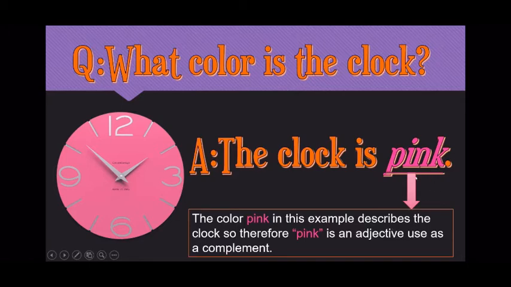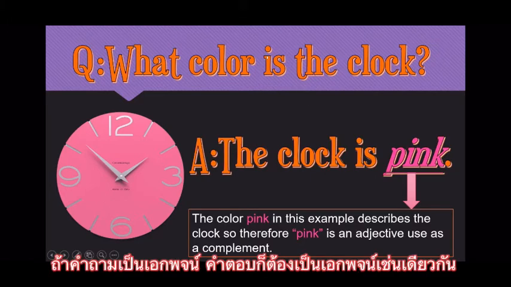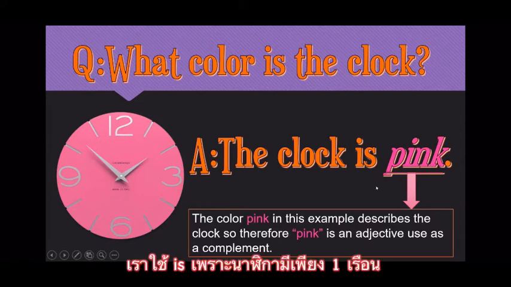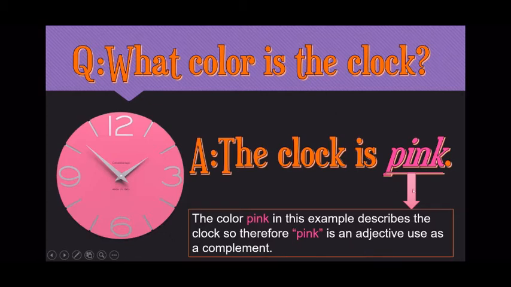So that is adjective, and that is a complement adjective. All right. So the clock is pink. So here, take a look at, if the question is in singular form, uses is, therefore your subject should be in the singular form. Okay? So, you have here, what color is the clock? So, the clock is pink. We use is here because there is only one clock. Okay? So, the pink functions as adjective complement.